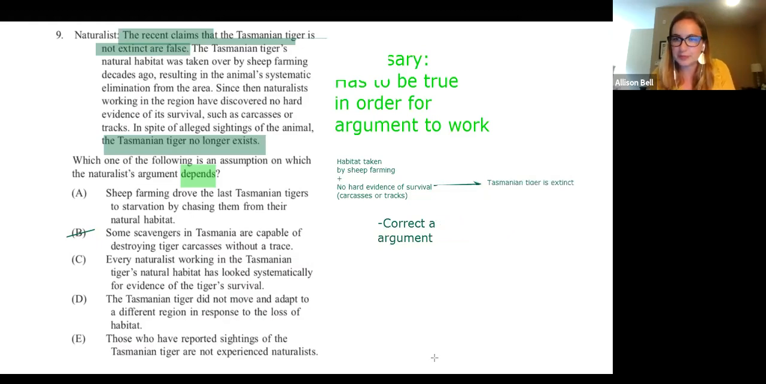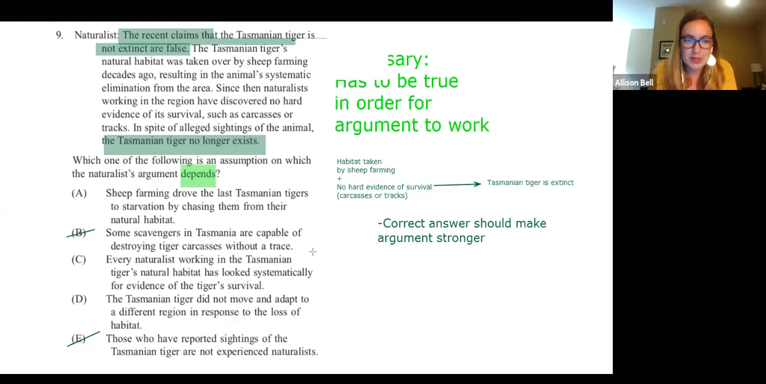Yeah, that's okay. Another one I would say is answer choice E. Those who have reported sightings are not experienced naturalists. Kind of like casting a little bit of doubt on anybody who has said that they've seen one of these tigers, that maybe their judgment can't be trusted. And so I think that, if anything, that hurts the argument. So I'll go ahead and get rid of that. Notice how that fairly easy way of thinking about this eliminates two answer choices. So if we're under time pressure and we're having trouble deciding, at least we've narrowed our odds a little bit.